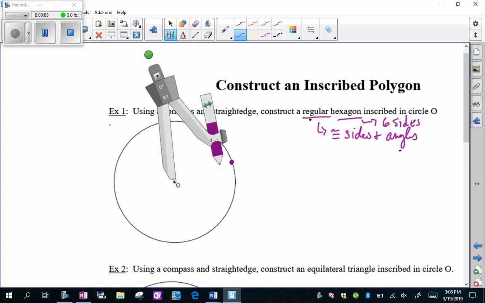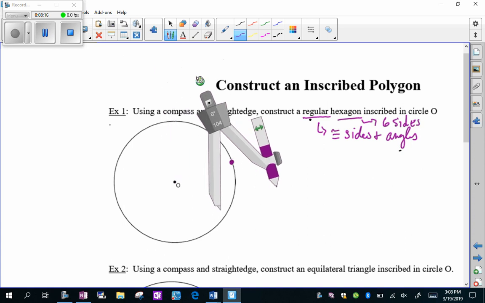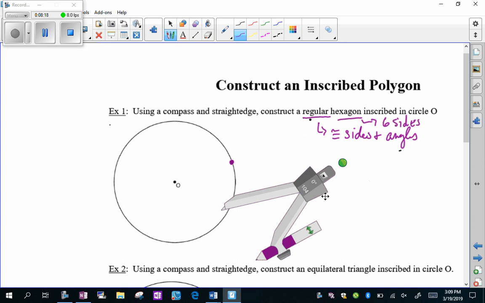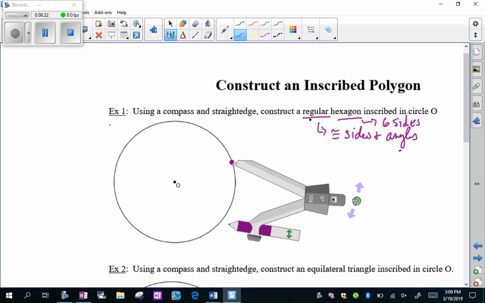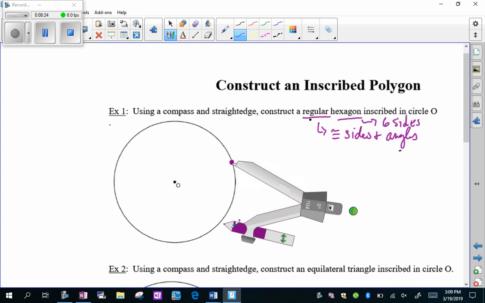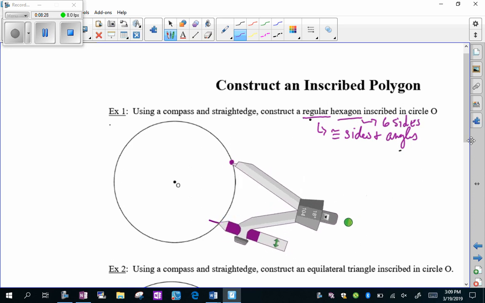So this is going to take me a little time here. If you're ahead of me, you go right ahead. So I get my measurement out to the edge. And then what I'm going to do is from that point, I'm going to go around and make 6 congruent marks along the circle.